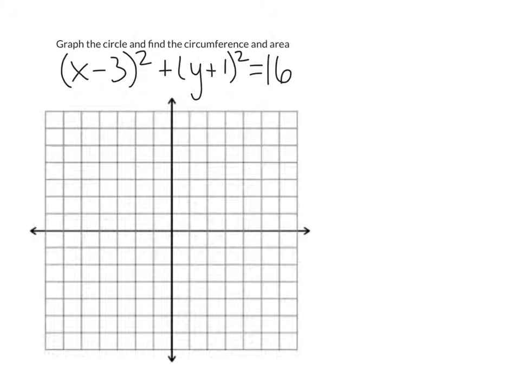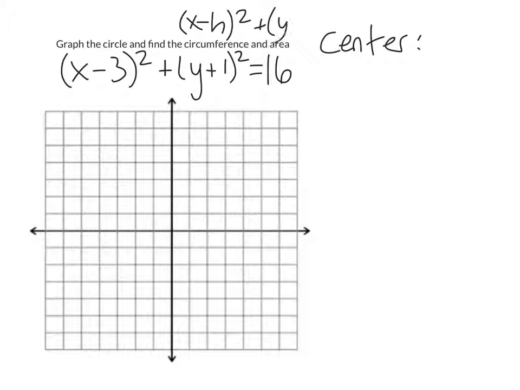Alright, so it says graph the circle and find the circumference and area. Let's see here. If I'm going to graph it, I'm going to need my center. What's my center in this case? Well, remember, it's x minus h. I think it'd be helpful to have that down. (x − h)² + (y − k)² = r².